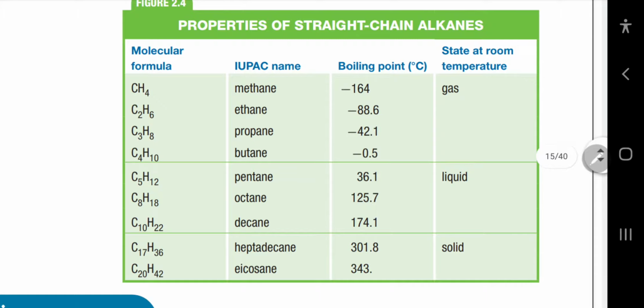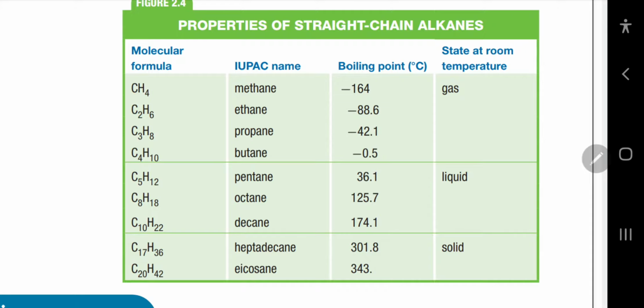If you look at the first four compounds from methane to butane, you will find that they are gases. Look at the boiling point: butane boils at 0.5 Celsius. So at room temperature, which is 25, it's going to be a gas. So methane, ethane, propane and butane are gases at room temperature.